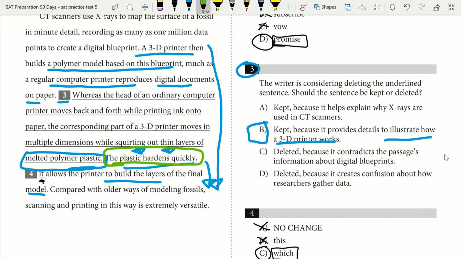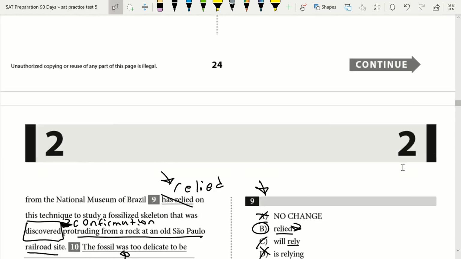But notice how I use context, right? I see before I'm talking about a 3D printer and how it's working based on a blueprint, and then I see after I'm talking about plastic hardening quickly. Well, I don't talk about that if I were to remove this, so I have to keep it because I have this part here, that melted polymer plastic. So using context clues to decide whether you should keep or delete a sentence is a really, really great strategy for the SAT writing section. So the correct answer for 3 will be B, and at this point I'm going to move on to question 27, give you some more advice on how to deal with these types of questions.